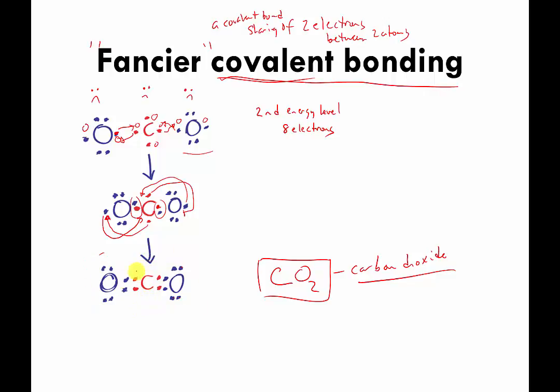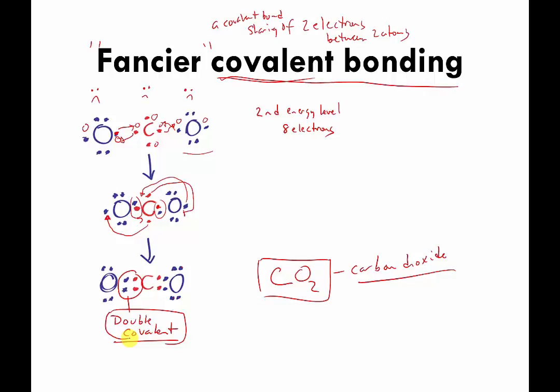You can figure out that the carbon in carbon dioxide is in the middle. The oxygen atoms are on the edges. Not only that, but this is a single covalent bond. This is a single covalent bond. But there are two sets of them in carbon dioxide. So what you can realize, in addition to the carbon being in the middle and the oxygens on the edge, is that the attachment between carbon and oxygens is actually a double covalent bond. And that's what I meant by fancier.